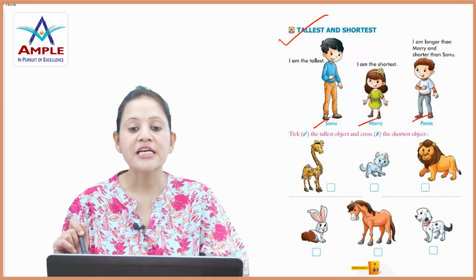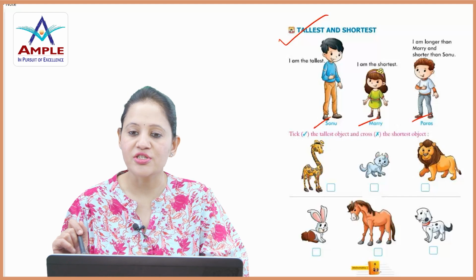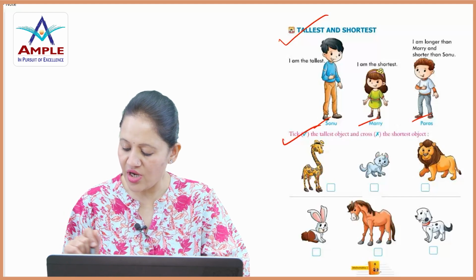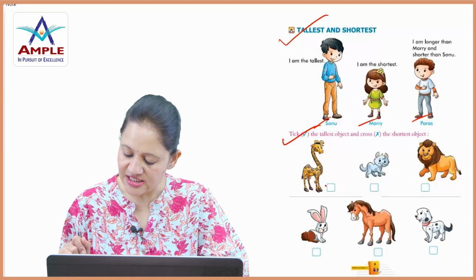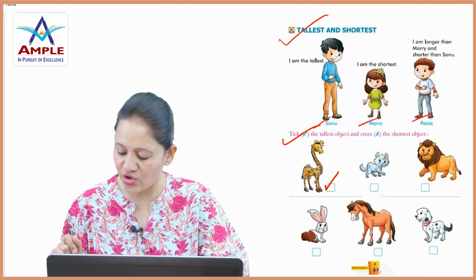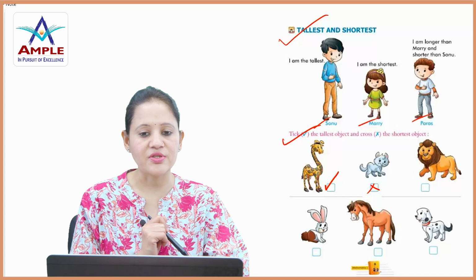Next, take the tallest object and cross the shortest objects. So among these three, tallest is this one. So take it and shortest will cross it. Clear?